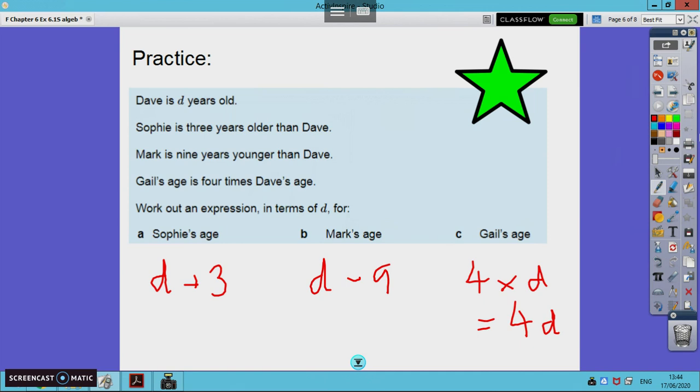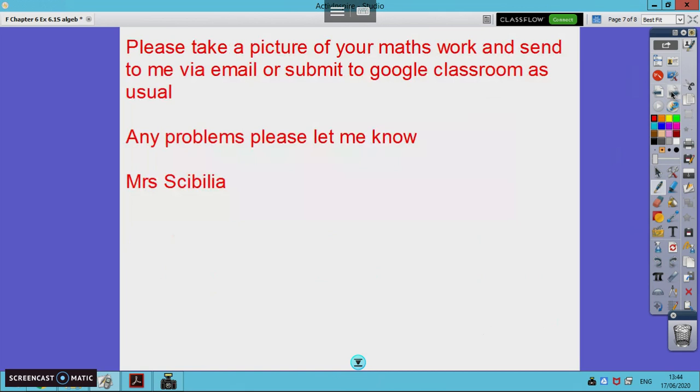Okay, all right. So to end, please take a picture of your maths work and send it to me via email or submit to Google Classroom as usual. Any problems with any of this, let me know. Or if you get stuck with any particular question, please let me know as well.